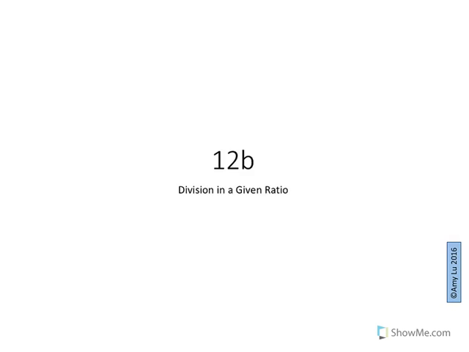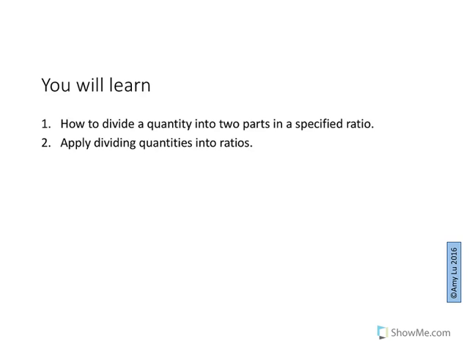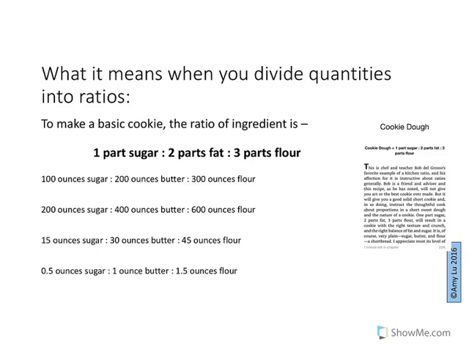This is chapter 12b, division in a given ratio. In this chapter, you'll learn how to divide a quantity into two parts in a specific ratio, and you will apply this technique into a situation. So, what does it mean when you have to divide quantities into ratios? So here's an idea.